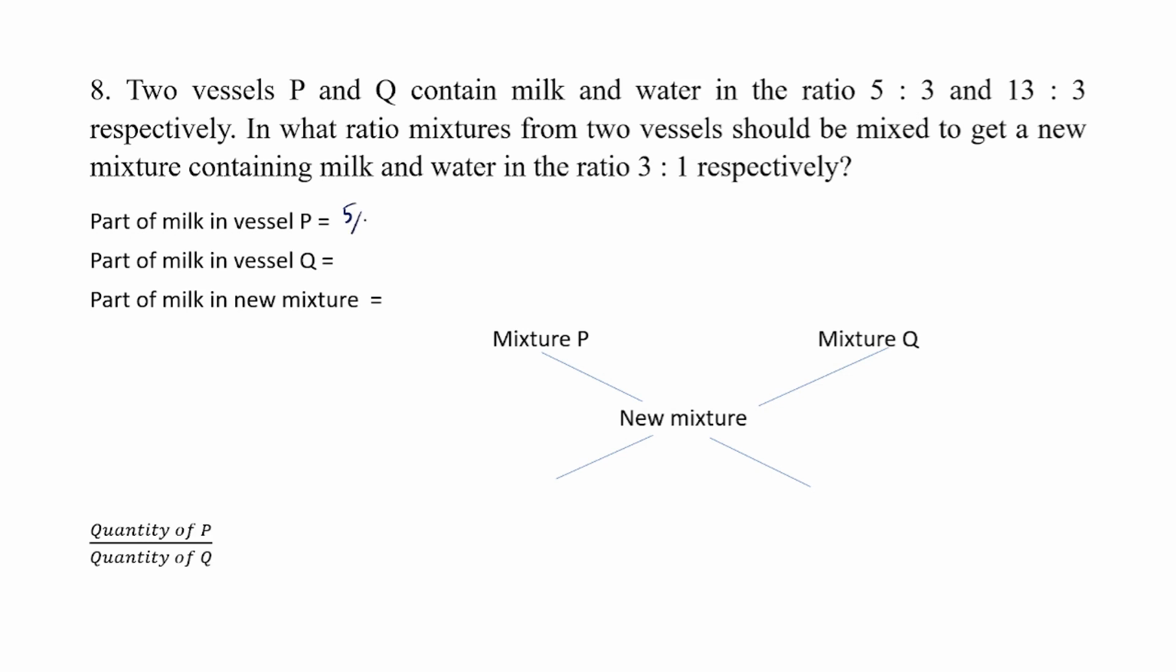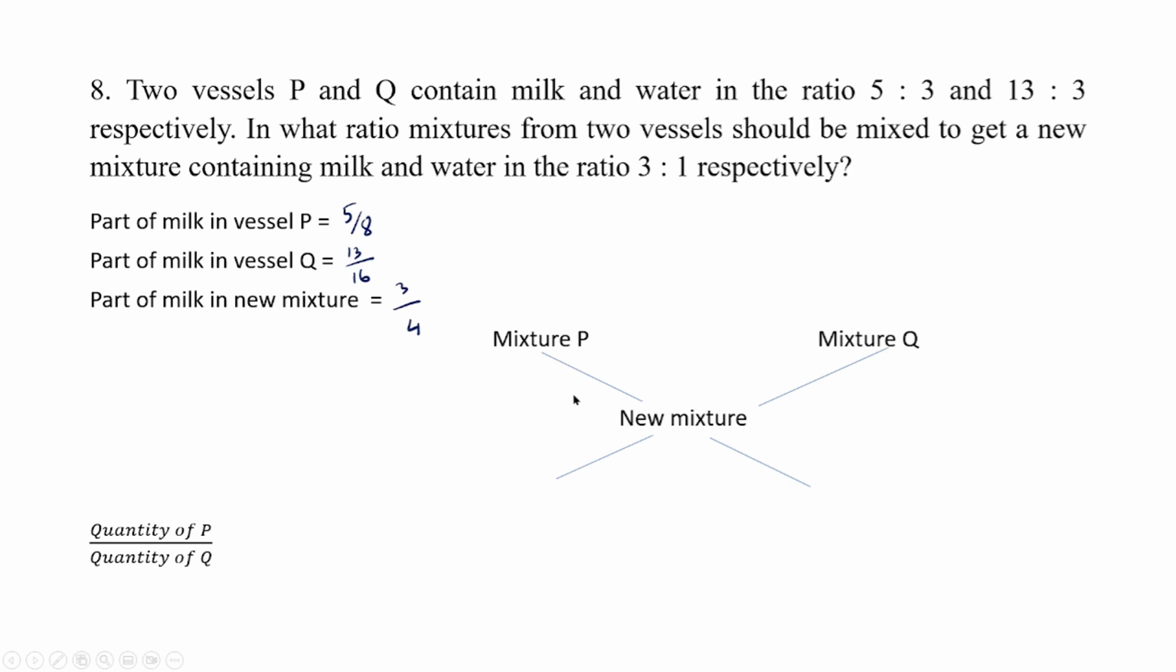So it is 5/8. Similarly, vessel Q has milk and water in the ratio 13:3. So part of milk in vessel Q is 13 plus 3, which is 16, so it is 13/16. Then the proportion of milk in the new mixture is 3/(3 plus 1), so it is 3/4.